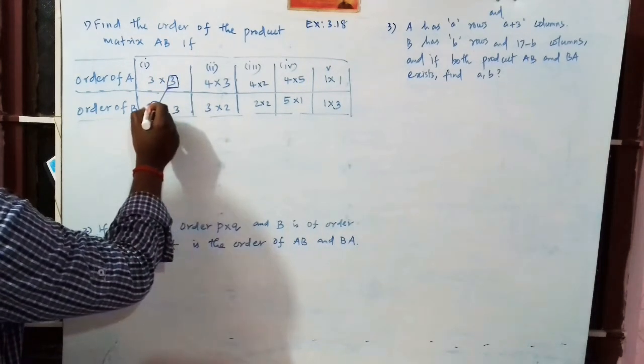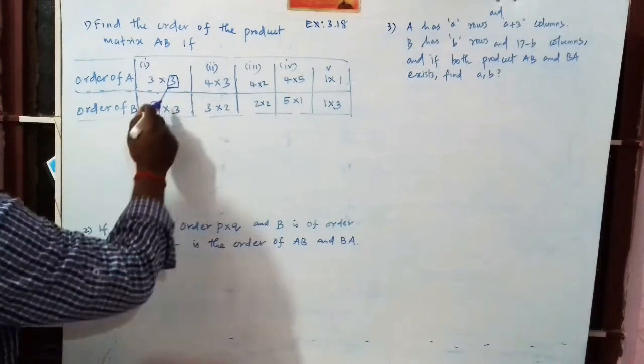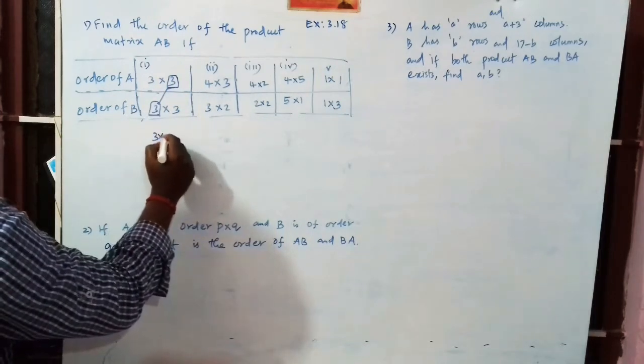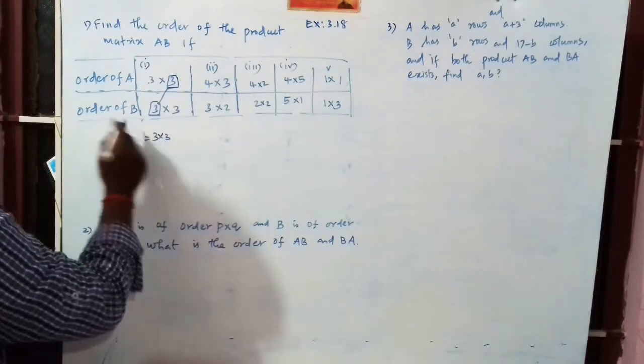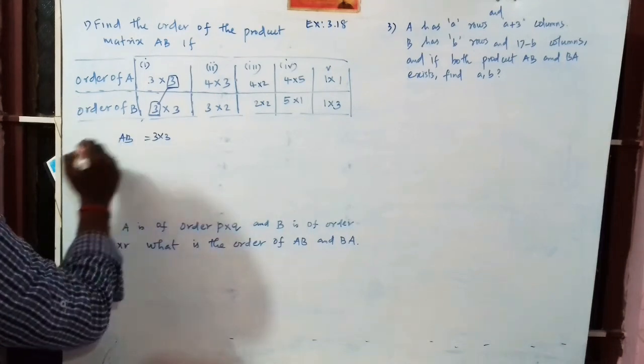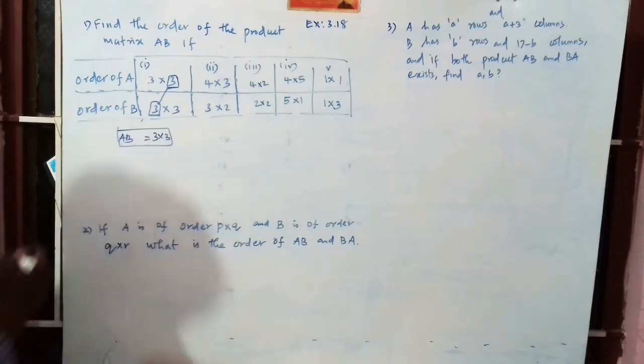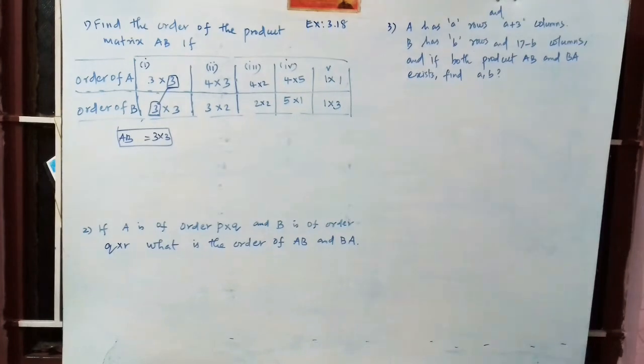Therefore the 3 and 3 cancel, since both are the same. So the remaining order is 3 by 3. So the product AB is 3 by 3.